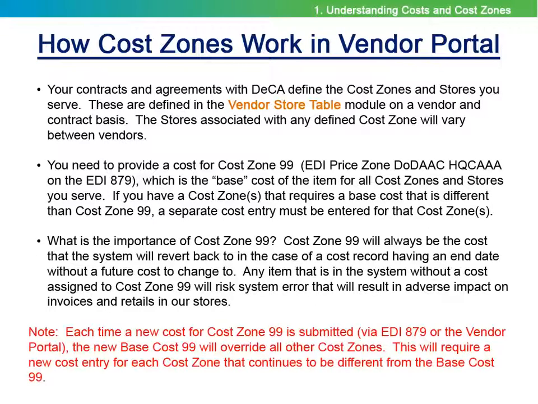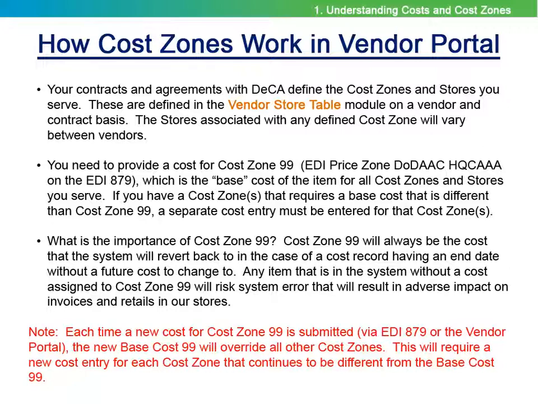How cost zones work in Vendor Portal. Your contracts and agreements with DECA define the cost zones and stores you serve. These are defined in the Vendor Store Table module on a vendor and contract basis. The stores associated with any defined cost zone will vary between vendors. You need to provide a cost for Cost Zone 99. This will be the base cost of the item for all cost zones and stores you serve.